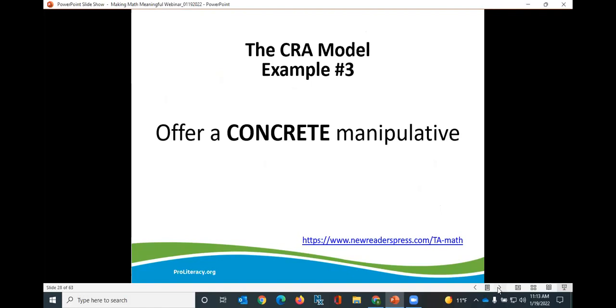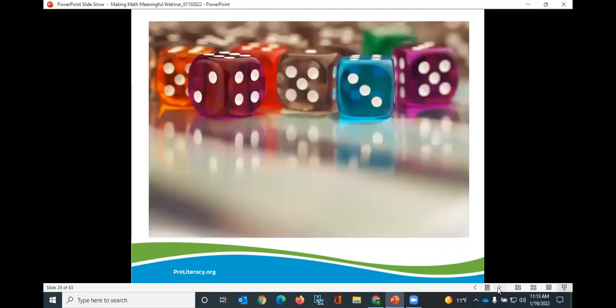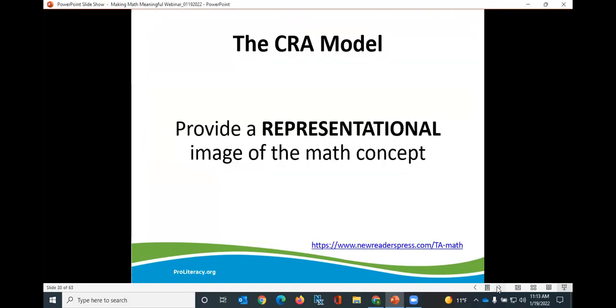Another example of a concrete manipulative that you can use in your classrooms is dice. And this is absolutely one of my favorites because dice do two things. They are concrete, but they also are representational. There's not a number here, there's dots. There's a representation of how many there are. So it serves both of those purposes right off the bat.